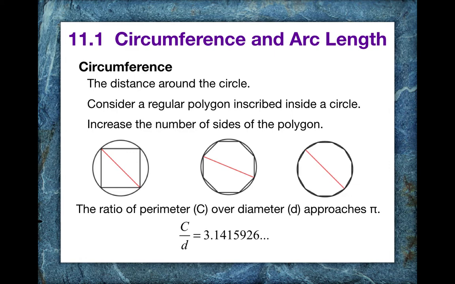And what we found is the ratio of the perimeter, which eventually turns into the circumference, over the diameter approaches this number we call pi, 3.1415, and it's a very, very long number. If you use just 3.14, you're not giving it justice. You have to use a lot more digits, and that's why we use calculators with the pi symbol.